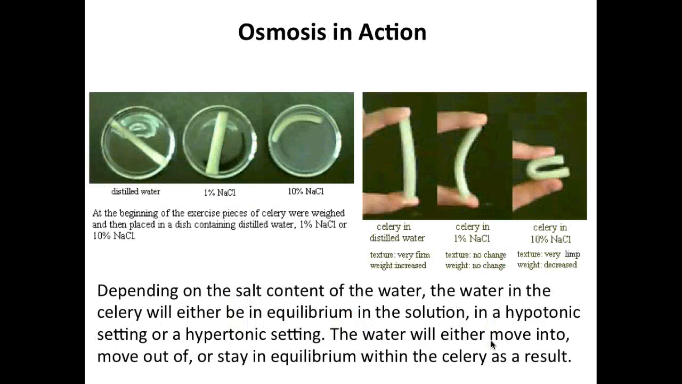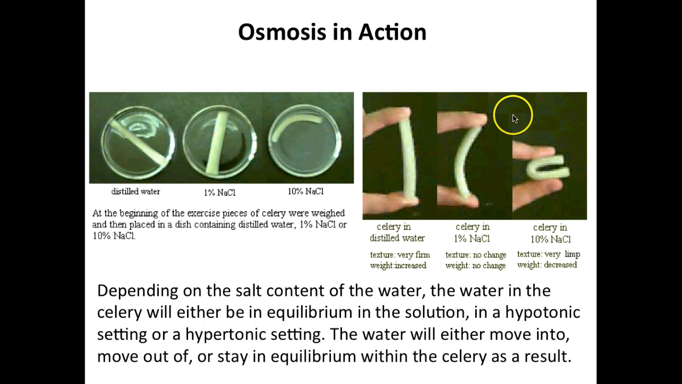So as we look at an example of this in a situation with celery that's placed into distilled water, into a 1% salt solution, and into a 10% salt solution, we can see that after a few moments, in the distilled water, water rushes into the celery. That is a hypotonic solution, and the celery itself swells and becomes turgid.